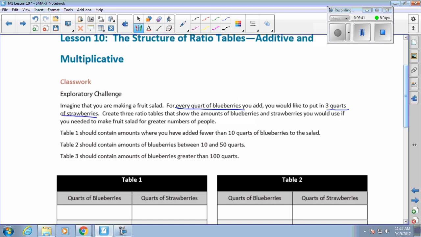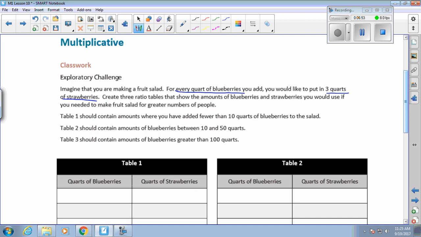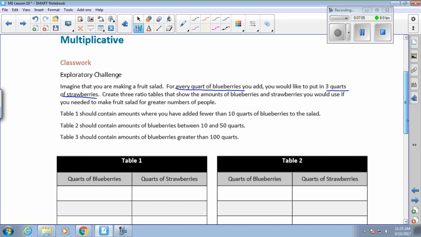We are going to create 3 ratio tables that show the amounts of blueberries and strawberries you would use if you needed to make fruit salad for greater numbers of people. Table 1 should contain amounts where you have added fewer than 10 quarts of blueberries to the salad. Table 2 should contain amounts of blueberries between 10 and 50 quarts. And table 3 should contain amounts of blueberries greater than 100 quarts.